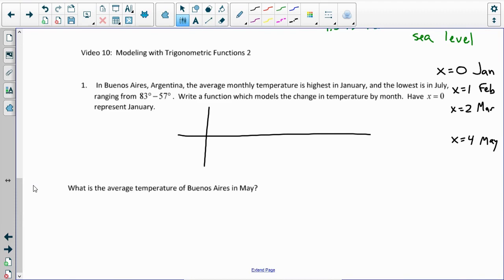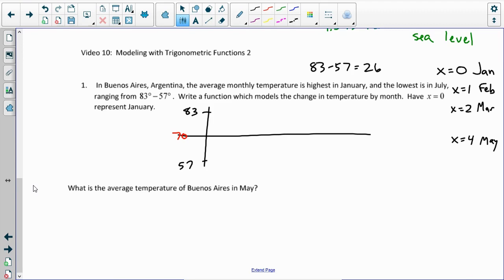So in this case, I'm going to graph something. I start at a high of 83 and I go to a low of 57. If I think about where that is, 83 minus 57 is 26. So that means my midline is going to be 13 away from each of these. So my midline is at 70. That would be like the average temperature in the 3rd and the 9th month, so April and October, I think it would be.